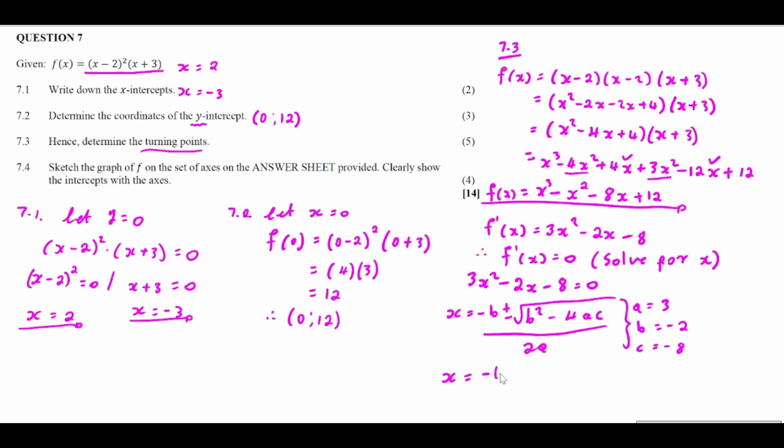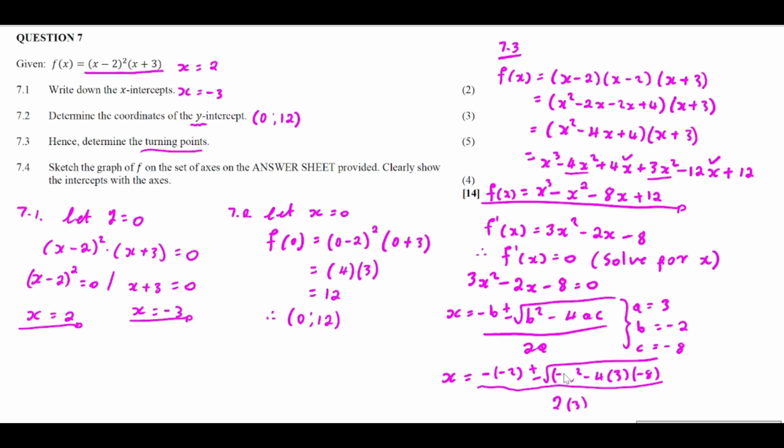So you're going to have negative into negative 2 plus minus into the root of negative 2 squared minus 4, a is 3, c is negative 8. All of this is divided by 2 into 3. Here it's negative, guys, I know, but whether I leave it as negative or positive, the answer is still going to be the same. But let me just put it here for the sake of creating an understanding.